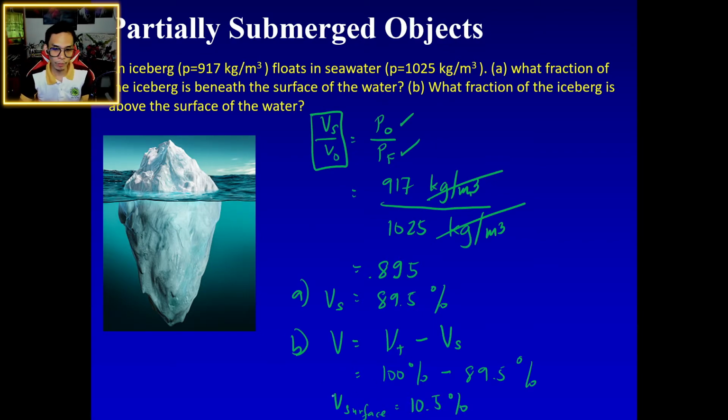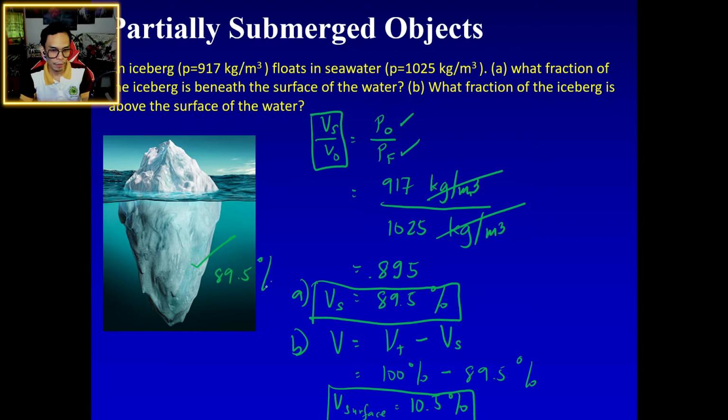So what does this answer mean? It means that a greater part of the iceberg is submerged, 89.5% of it. The part that we see above is only 10.5% of the total volume of the iceberg. Okay, so that's how we compute mathematical word problems related to partially submerged objects.